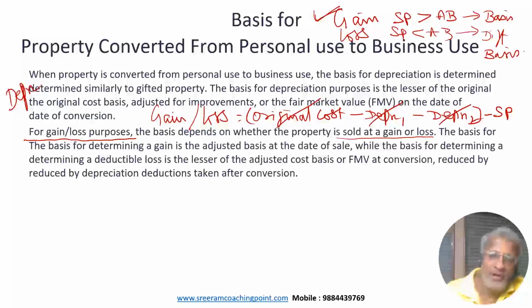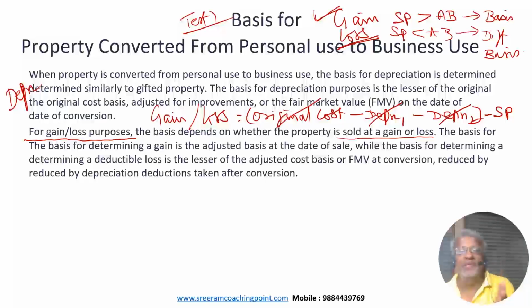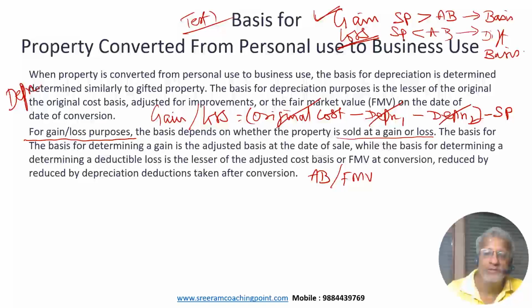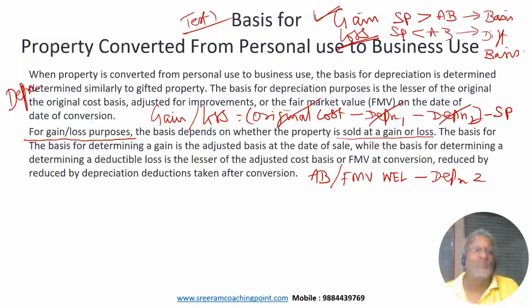Next, if it were to be loss in this initial computation, or you can call this computation test 1, if you end up with loss, then the basis will not be the same. Then what is that basis? Here you have to take the adjusted basis on the date of conversion, or fair market value, whichever is lower, minus the depreciation that we have taken post conversion. This is going to be the basis.